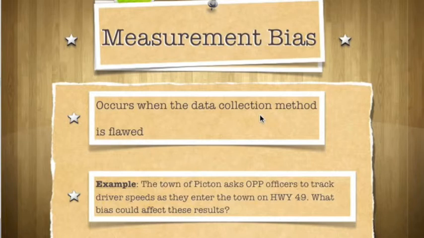Another example would be if you are a tailor and you are consistently using the same tape measure, and over time that tape measure gets stretched and faded. It won't give you the correct measurement of the clothing that you're trying to ascertain. So measurement bias focuses on the collection method.